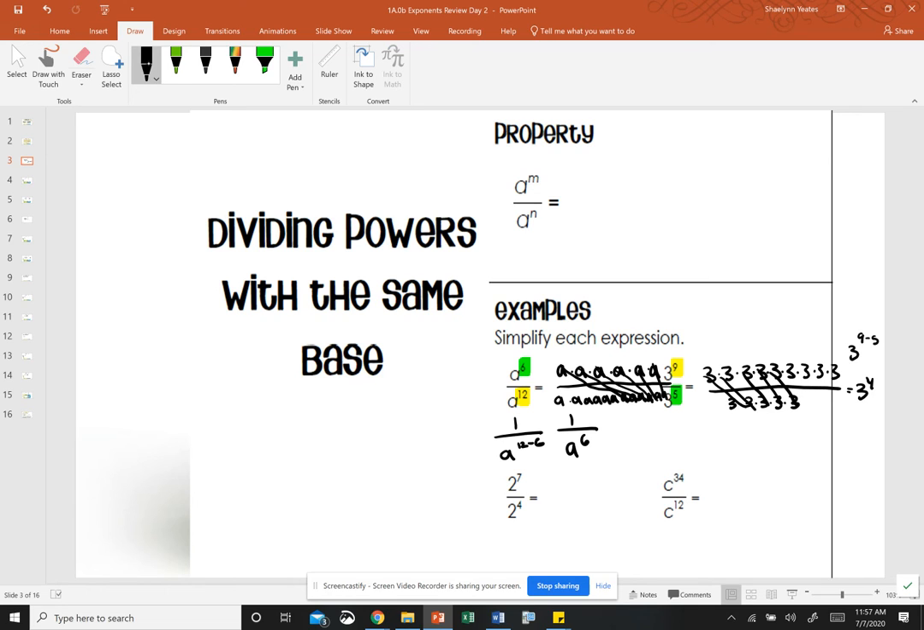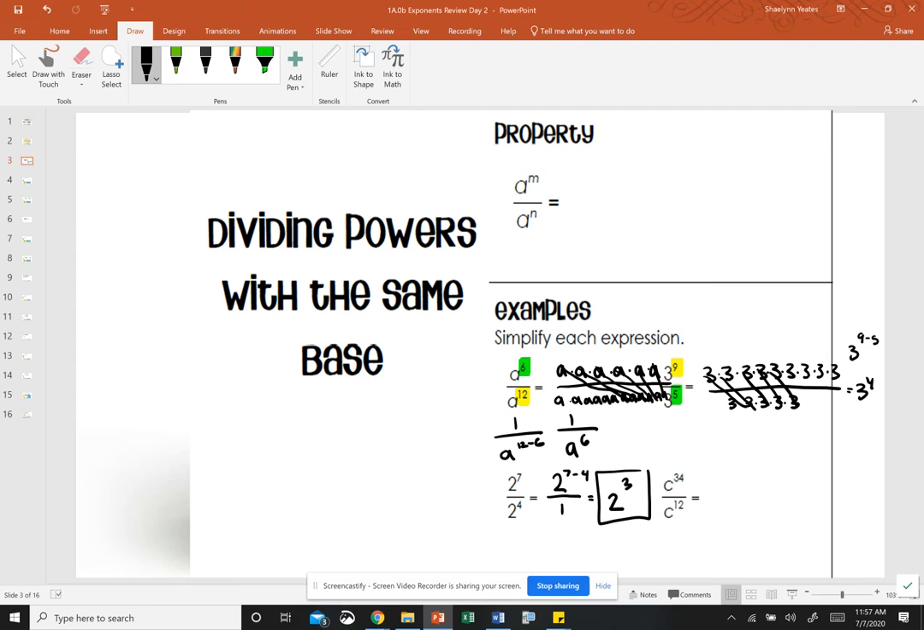So this is 2 to the 7th over 2 to the 4th. The bigger number is on top, so we're going to leave it on top. This is all over 1. So this would be 2 to the 7 minus 4, which just becomes 2 to the 3rd. And that would be my answer.